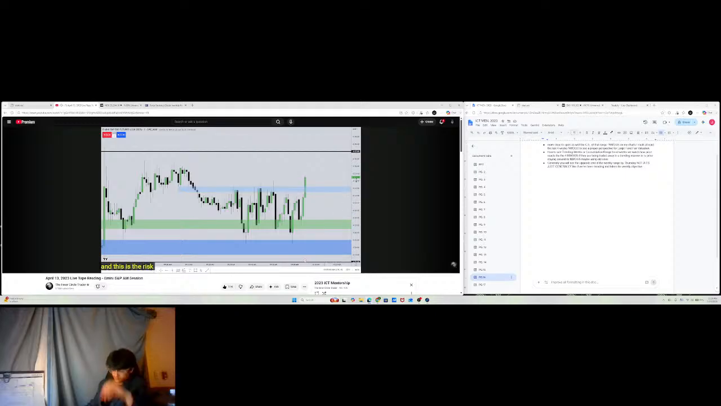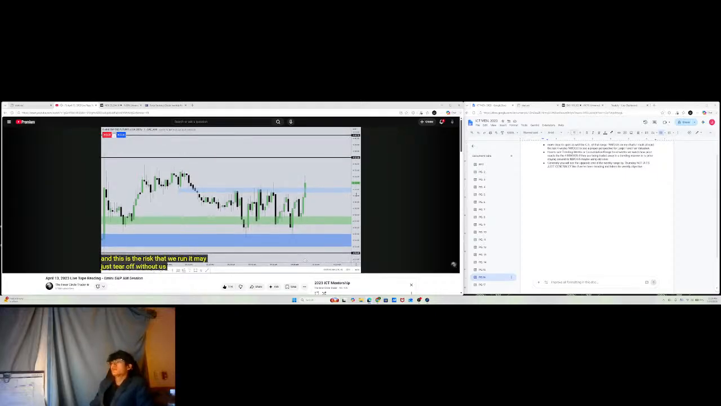And this is the risk that we run. It may just tear off without us. But I'd like to see this candle close and an open of another one and trade down to it and then react off of it that way. And then see if it can reach up in that 4138.75 level, 4140.5.